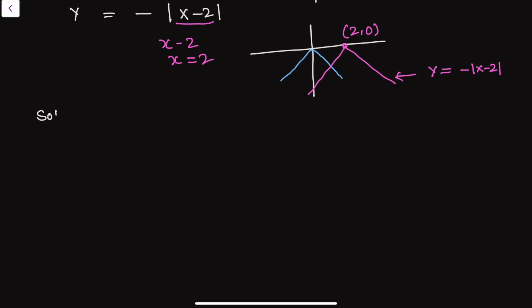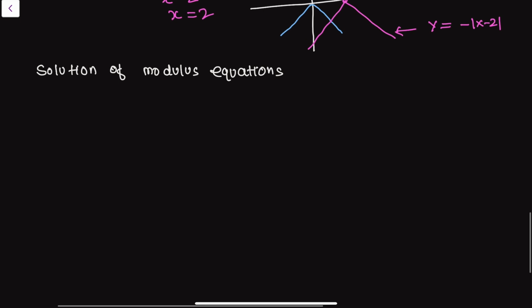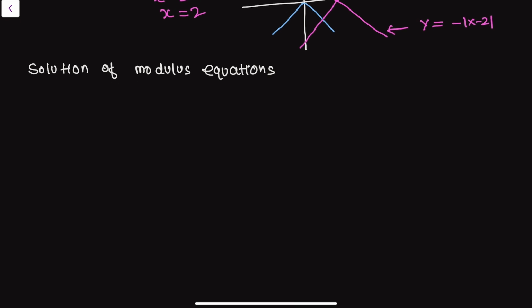Solution of modulus equations. Let's look at some questions. Let's say you get a simple equation here, |x − 2| = 5. Let's say you have an equation like this.